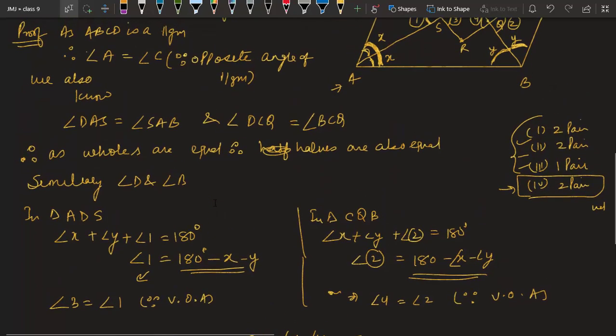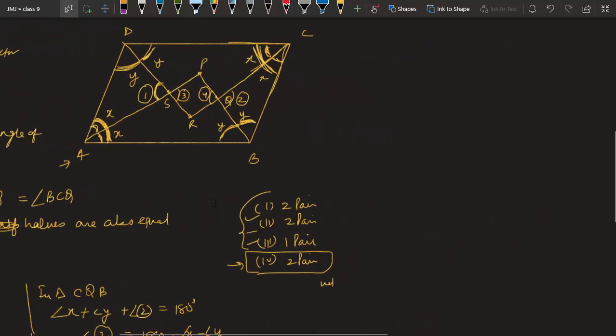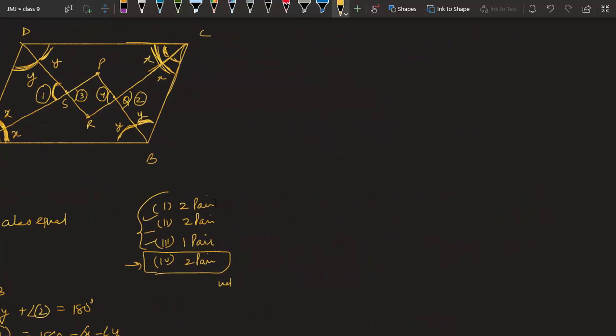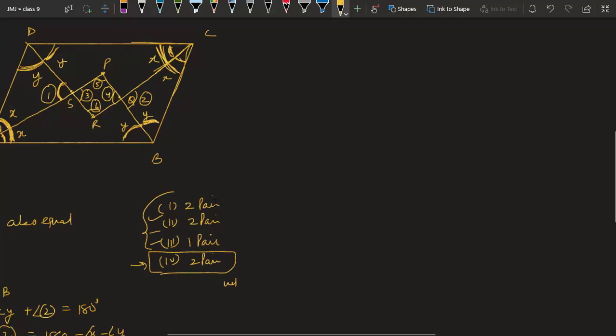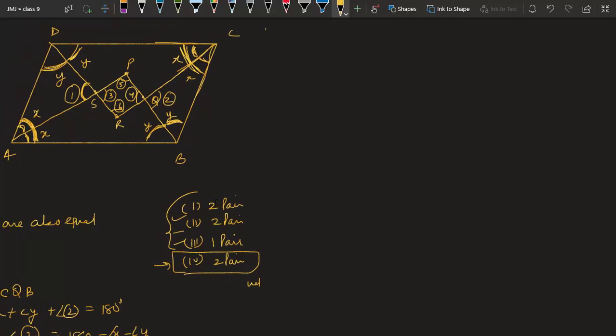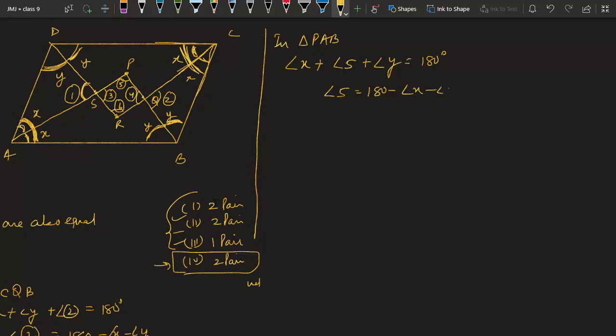Similarly, we can prove for the second part also. Let us do that. Now we have to prove the remaining two angles, these two, as same. So let me call it 5 and this as 6. Now in triangle PAB, same thing we can say by angle sum property, angle X plus angle 5 plus angle Y is equal to 180 degrees, which gives us angle 5 equal to 180 minus X minus Y.